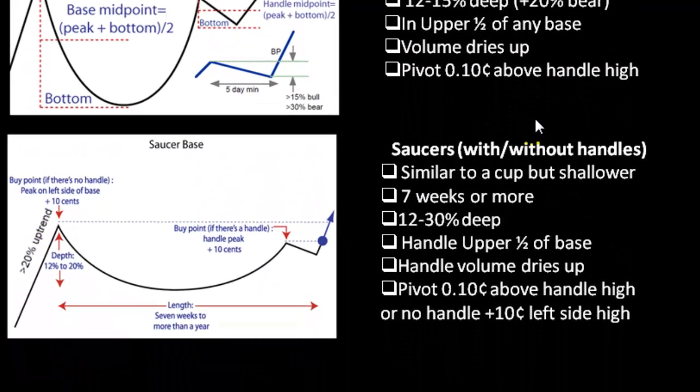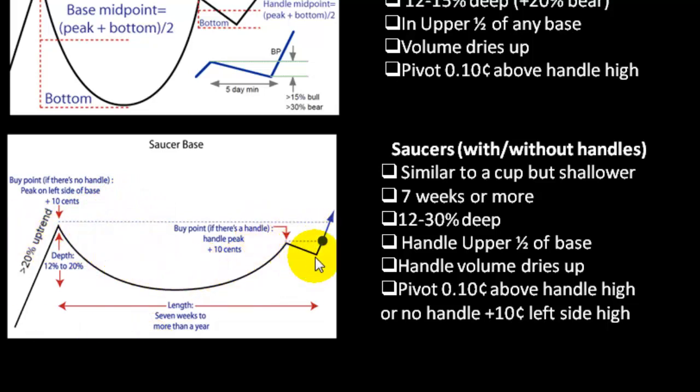Another one is a saucer base. It's like a cup with handle. It can have a handle or not have a handle. And it's pretty much the same thing. You like a 20 to 30% uptrend prior. That proves that the stock does have the ability to move up. Then it corrects in this consolidation.